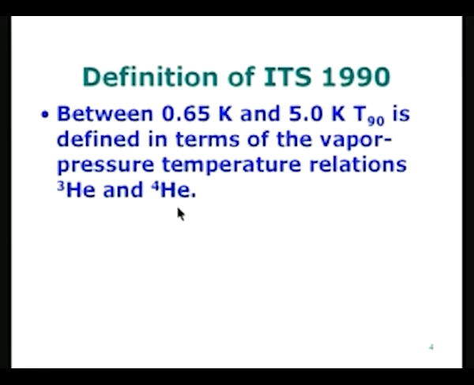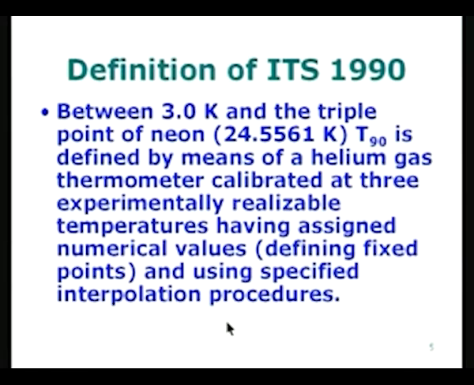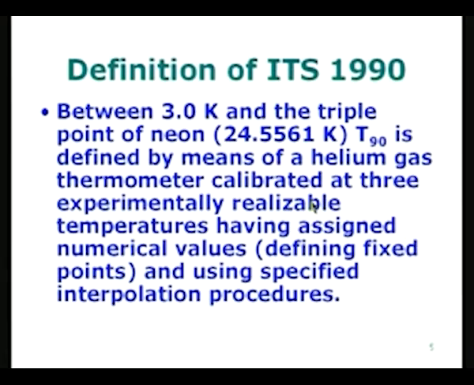So using this vapor pressure temperature relationship for the helium 3 and helium 4, we will be able to cover the range between 0.65 and 5 Kelvin. This is one of the lowest ranges. And between 3 Kelvin and the triple point of neon, which corresponds to 24.5561 Kelvin, it is defined by helium gas thermometer, the constant volume gas thermometer, which uses helium as the thermometric substance, and it is calibrated at 3 experimentally realizable temperatures having assigned numerical values.